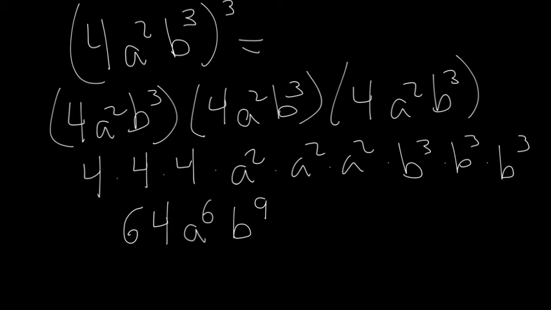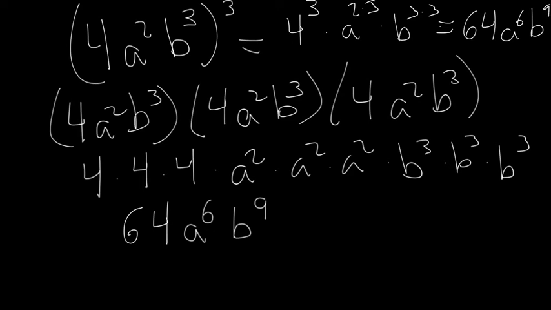This would all be the same as having gone from the original and distributed that cube to each of the factors inside, which would give you 4 cubed times a to the 2 times 3 times b to the 3 times 3, because power to a power, you multiply the exponents, and you would end up with the same 64 a to the 6, b to the 9th that we ended up with before.